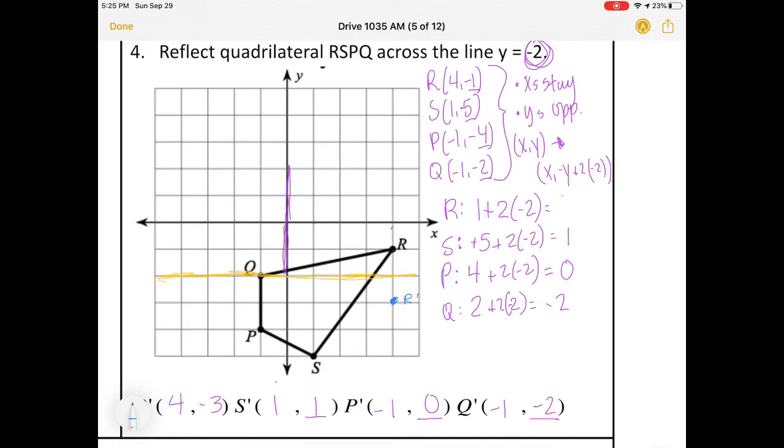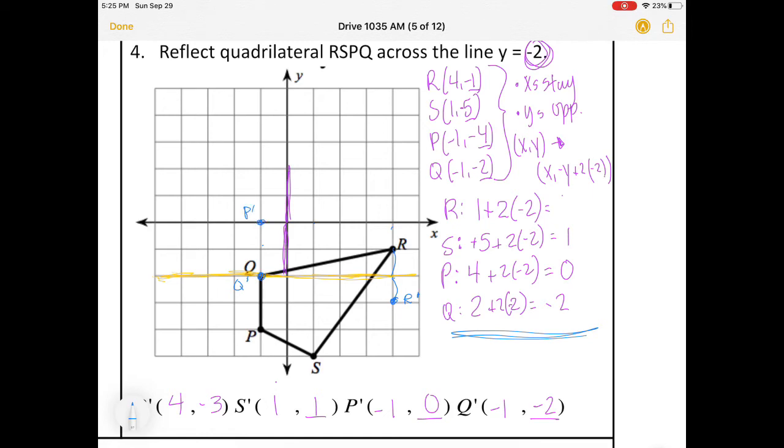So r prime. Remember here, if you are not sure how to get this part, draw the line that you're reflecting, so our yellow line, and kind of eye it. If r here is 1 away from the line, r prime should be 1 away from the line, okay? Here, q is right on the line, so this is going to be q prime as well. So it's going to stay. P is 2 away, all right? 1, 2. So p prime, and let's check that.